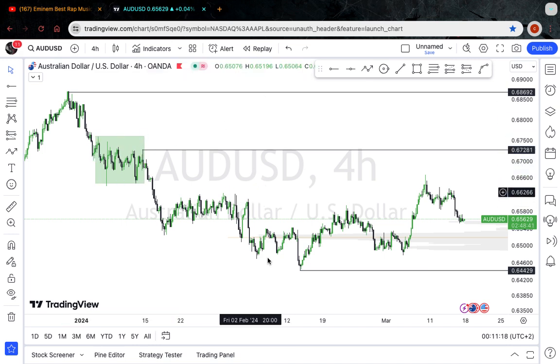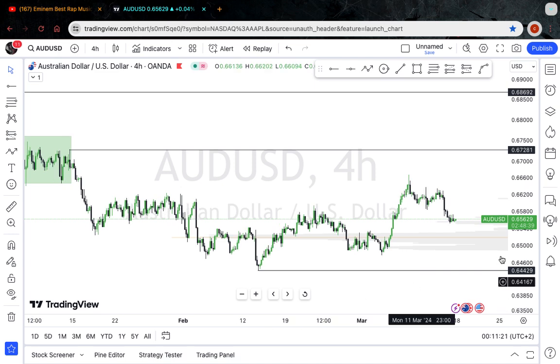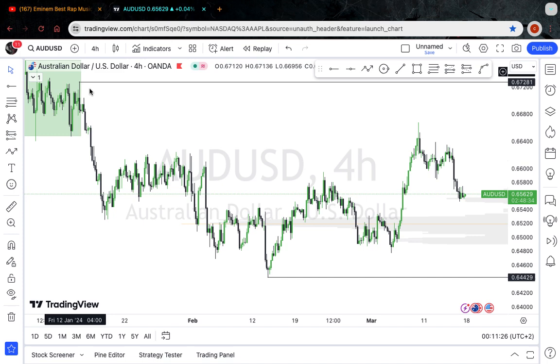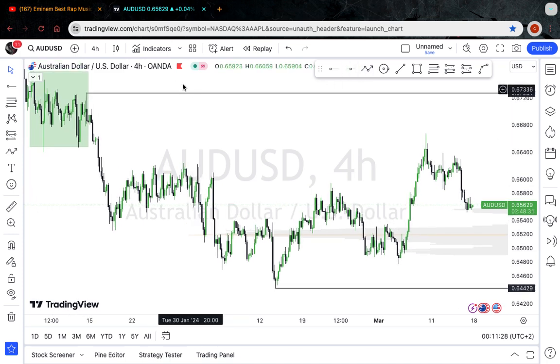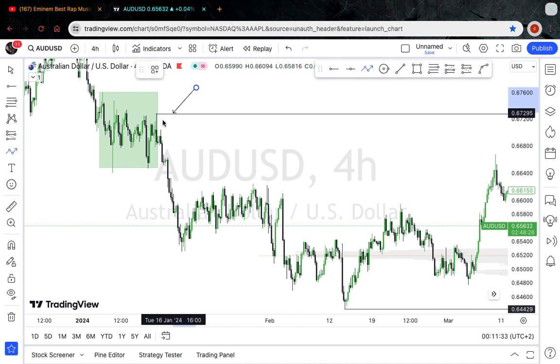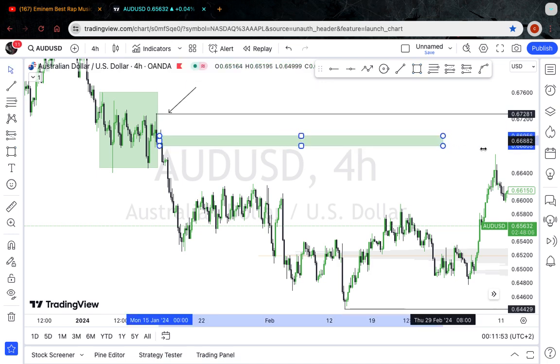Since we've marked our high and our low, we are going to check where the market gave us this high here. From there, we can definitely see that we have the last bullish candlestick before this whole move to the downside. That last bullish candlestick is going to be our supply zone. So we have to mark it and then drag it to the right.